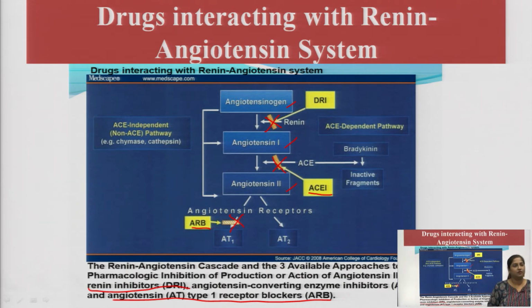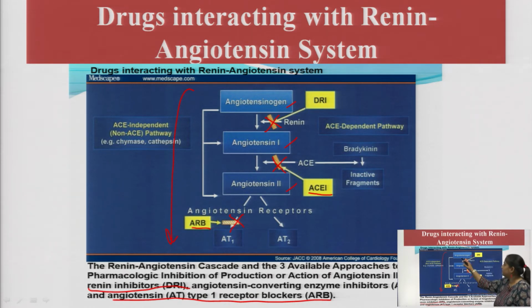So, this is the normal flow chart which is normally happening, but here we need to stop the flow chart in some places, so that the blood pressure should not increase further and the increased blood pressure should be lowered a bit.